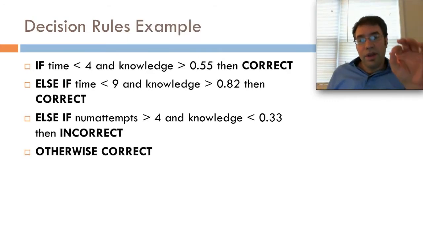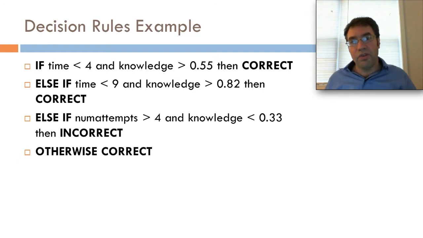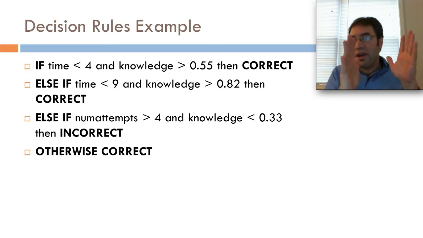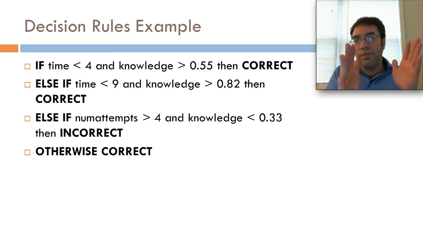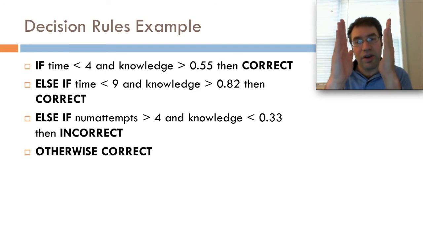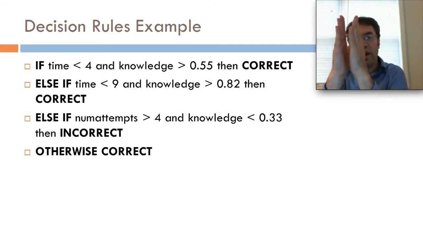For example, if time is less than 4 and knowledge is greater than 0.55, then correct. So we take all the cases where time is less than 4 and knowledge is greater than 0.55. If they're correct, we're done. We take the remaining data and say, within that data, if time is less than 9 and knowledge is greater than 0.2, then we say correct. Now we take the remaining data and say, if num attempts is greater than 4 and knowledge is less than 0.33, then incorrect. And finally, we take the last part of the data and say, otherwise correct.